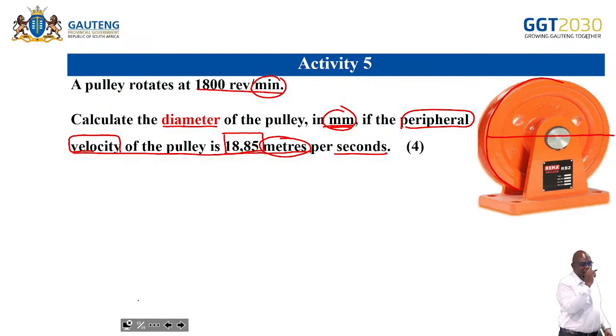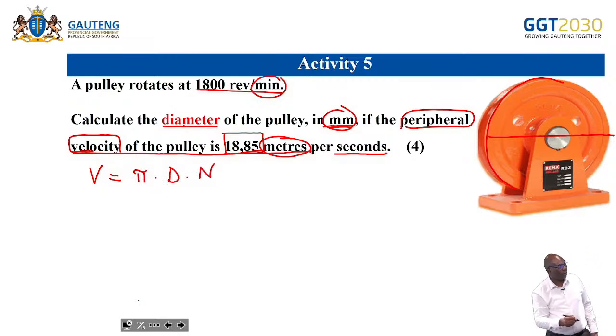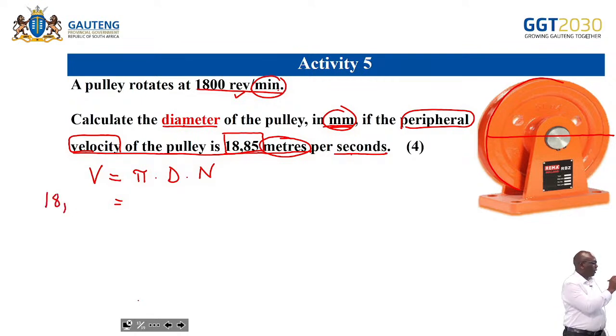So first of all, I must write down the formula. My formula for peripheral velocity is pi times d times n, which is the number of revolutions. So the number of revolutions we have there is 1,800 revs per minute. Remember, it's per minute. And here it is written per second, so meaning that we must change something there. So the velocity is given. So what should we do now? We write down what is given there. It's 18.85.